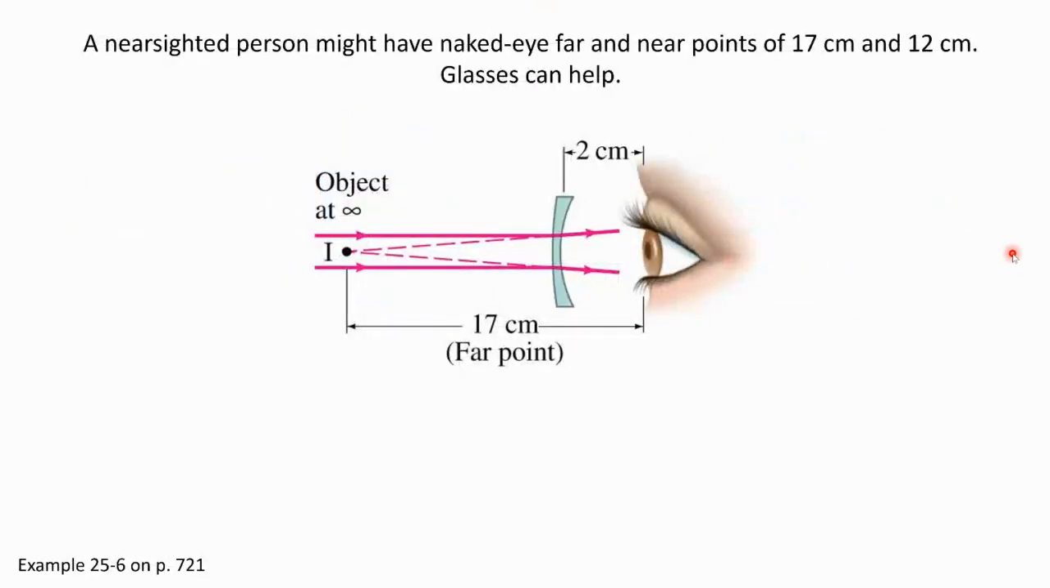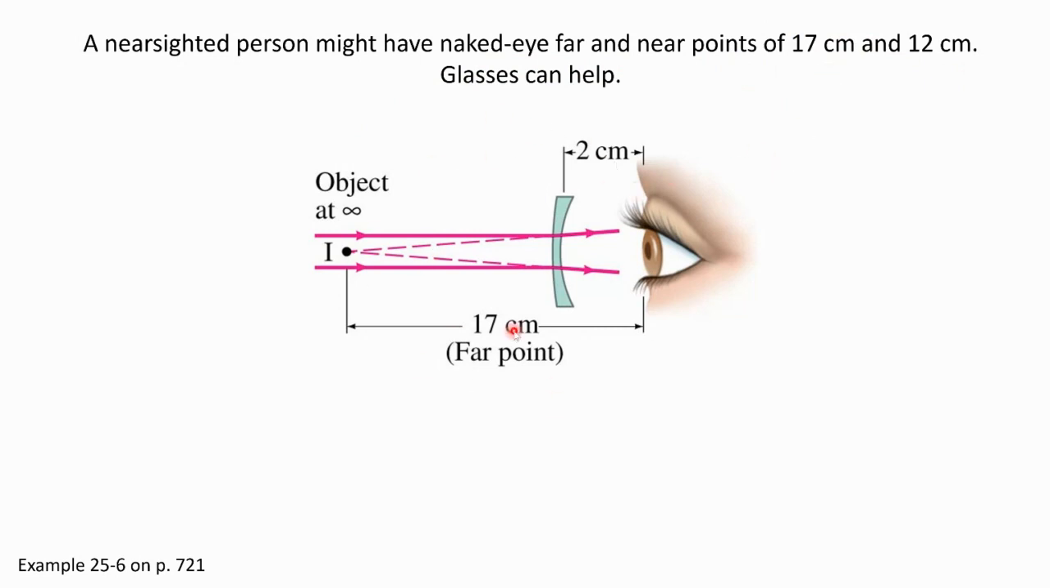Okay, so let's work something out. An example. I'm going to go through example 25(6), which is in the book, but I want to clarify things along the way. So we are assuming we have a nearsighted person whose naked eye far and near points are 17 centimeters and 12 centimeters. So that's the range in which he can see things in focus. You can see that's pretty impractical, especially this far point. Things that are farther than 17 centimeters are just a blur to this person. And I can relate.